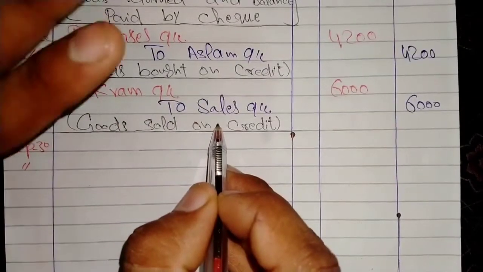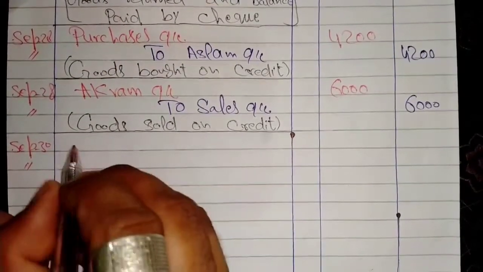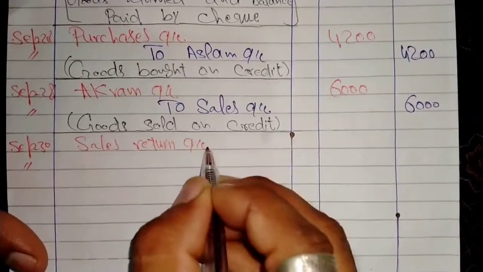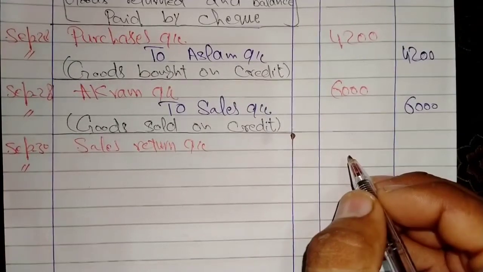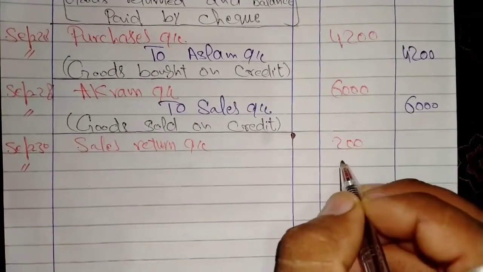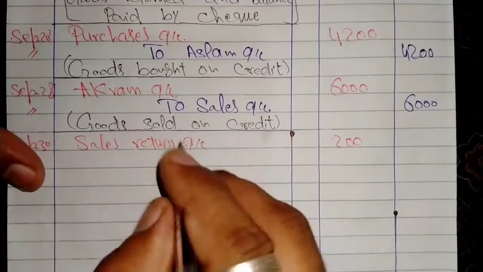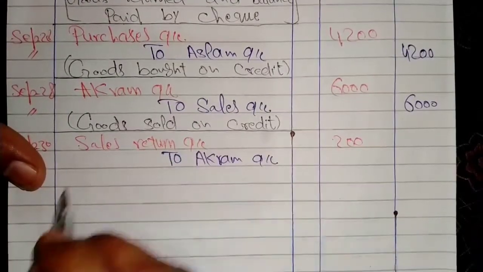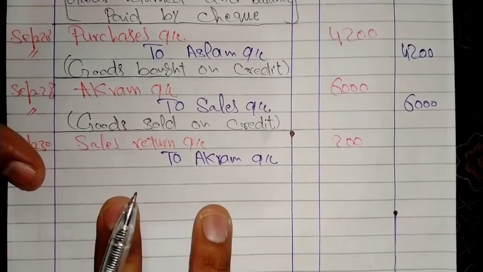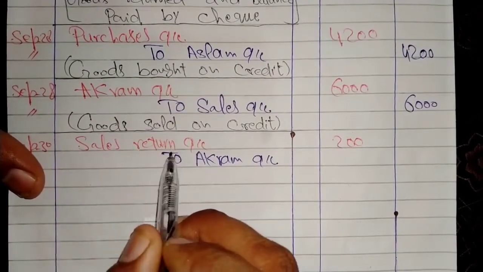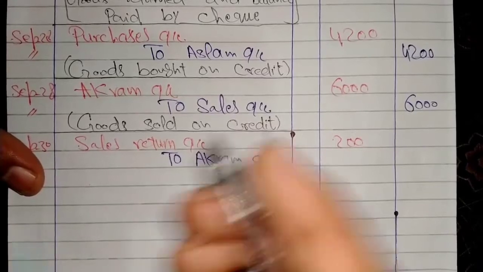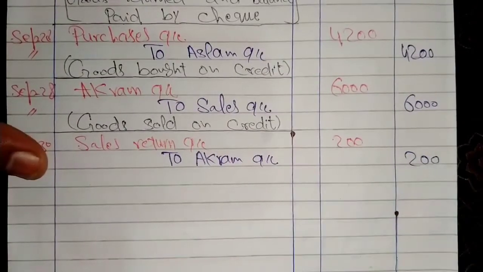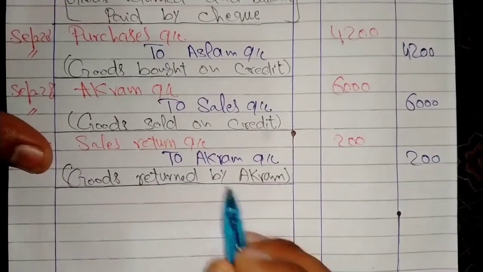This entry was Akram to sales by the business. Now the entry will be opposite: sales return account debit with amount $200, clear, to Akram account credit. You must keep in your mind that sales returns' second name is returns inward. $200 with description goods returned by Akram to the business.